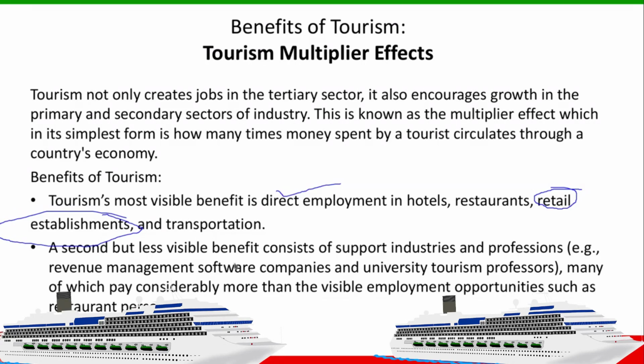A second but less visible benefit consists of supporting industries and professions. So apart from the main sector of the tourism product, it supports other industries and professions as well. That is the revenue management software companies, the institutes, the tourism professors, lecturers, and in many such ways it provides opportunities to people of other professions as well. Say for example, if a healthcare service is near to the destination, they are being benefited by the kind of service they provide at that destination.